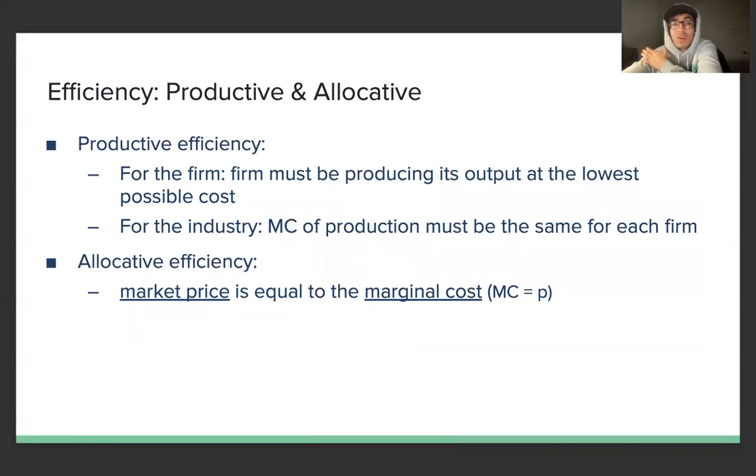Chapter 12 basically talks about productive and allocative efficiency. Productive efficiency for a firm means the firm should be producing at the output with the lowest possible cost. For the entire industry as a whole, it means that the marginal cost of production must be the same for each firm. That's when we reach productive efficiency. And allocative efficiency is when the market price is equal to the marginal cost.